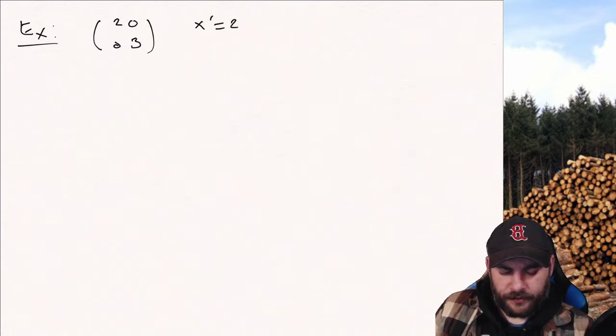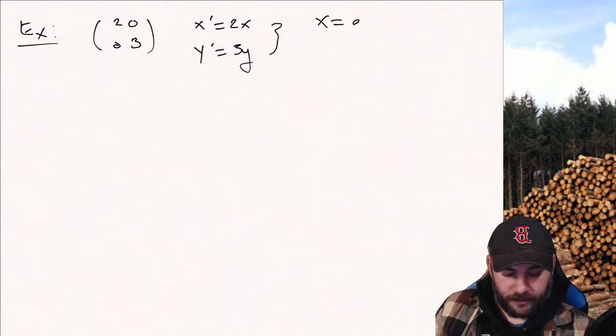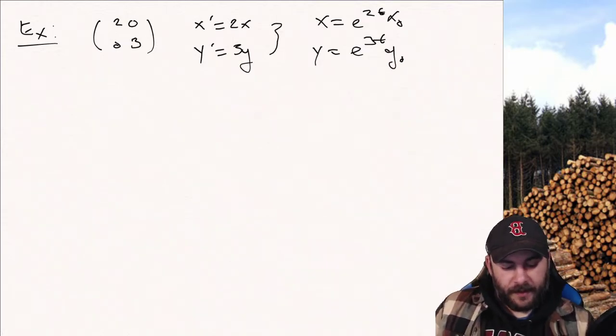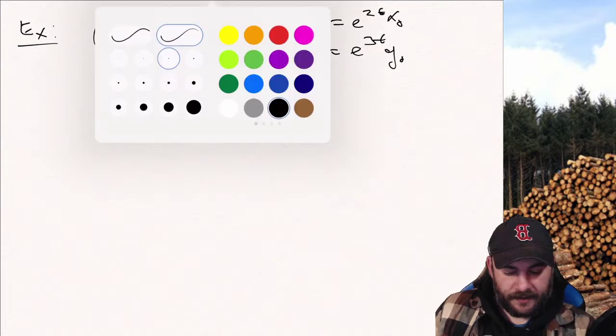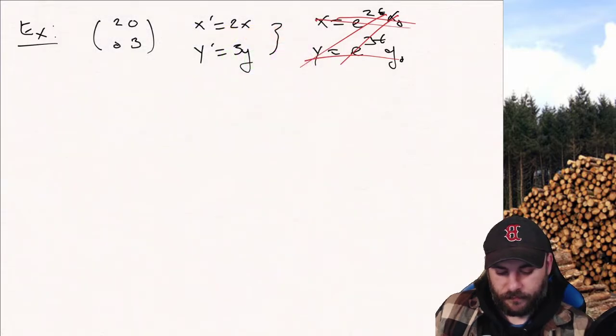X prime is 2x. Y prime is 3y. Now, what's nice is this is completely decoupled. We actually know what the solution is. Oops, I forgot the initial conditions. There we go. We know it's exponential growth. Let's just pretend we don't know this.